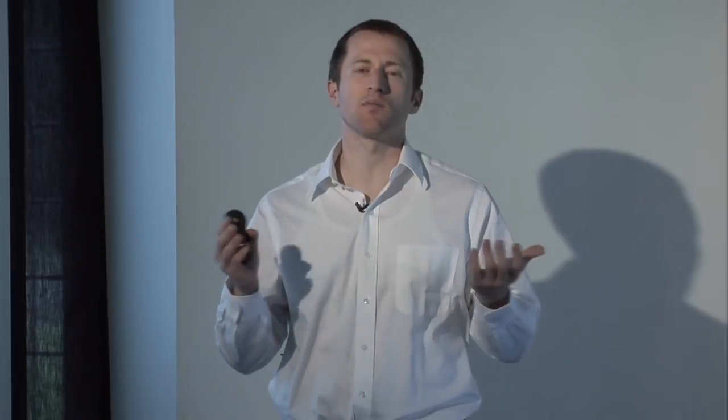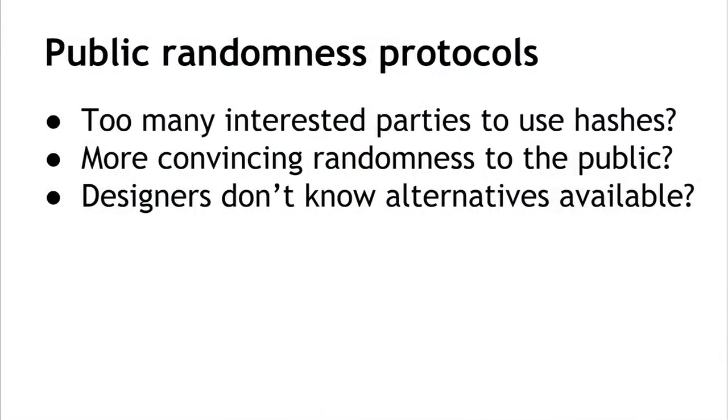So the same situation, we want to do a lottery, but now maybe we have so many participants that it's impossible to have everybody send randomness in. Maybe that's not the most convincing protocol to the public, or maybe it's just something that people aren't aware of yet. So what do I mean by a public randomness protocol? I'll go through a couple of examples to show how this is done in practice, because this is already used for a large number of applications.